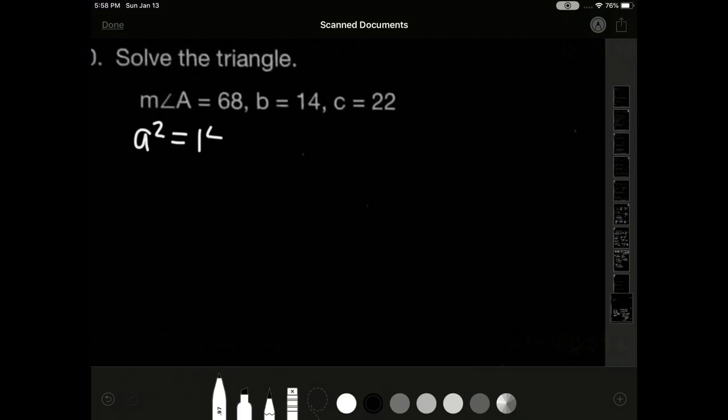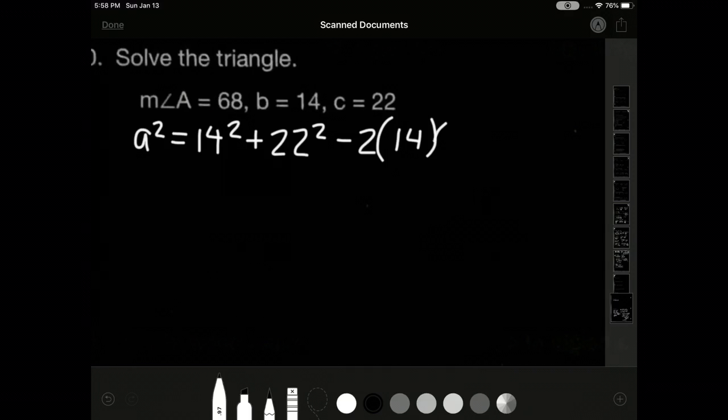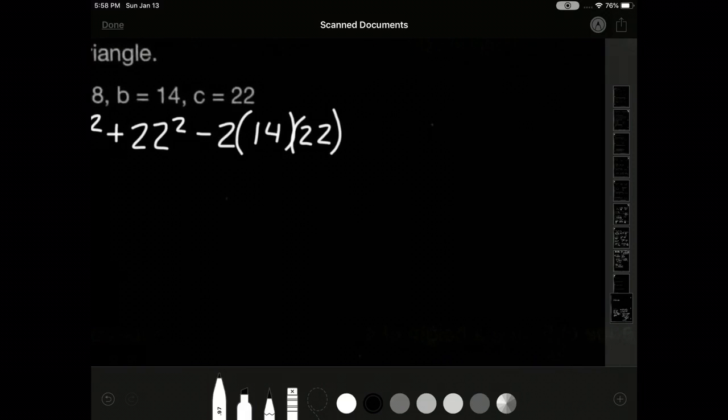So we can write 14 squared plus 22 squared minus 2 times 14 times 22 times the cosine of 68.